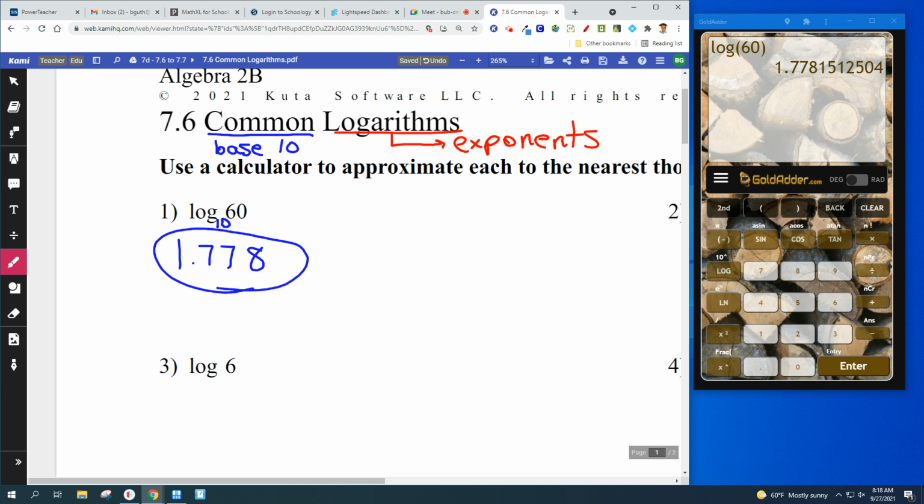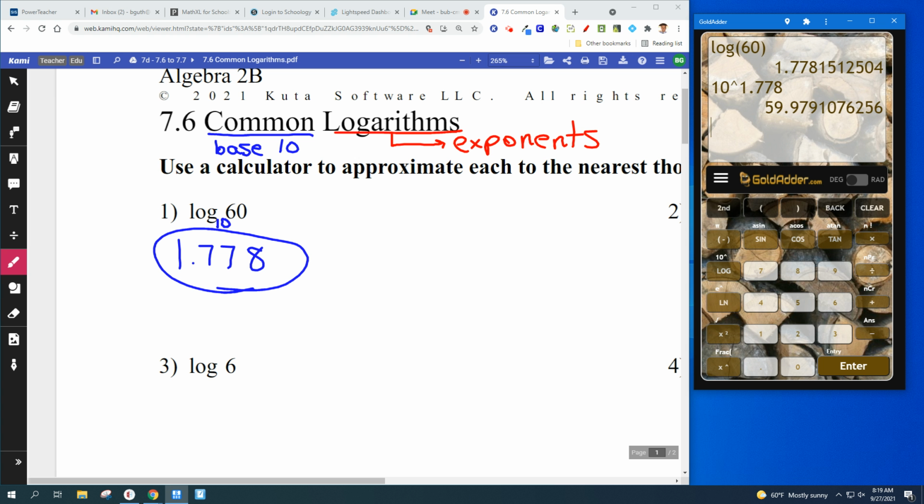If you think about what we just found, we just found the exponent that makes 60. So how I could check my answer is I have a base 10, and if I took that to the 1.778 power, that's really, really close to 60. It's a little off because I rounded. I didn't type in all of the decimal digits, I only rounded off. But what I'm looking for when I'm doing a logarithm is the exponent.